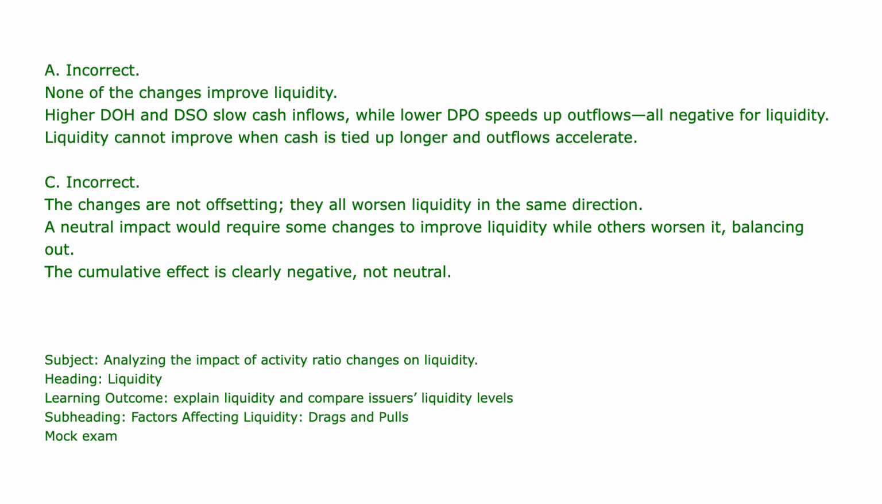It is important to notice that these changes are not offsetting, because every variable moved in a direction that harms the cycle. The result is a significant deterioration, rather than a neutral impact. The company is experiencing a double hit. It is slowing down cash inflows via higher DOH and DSO, while simultaneously accelerating cash outflows via lower DPO, which represents a severe strain on available funds.